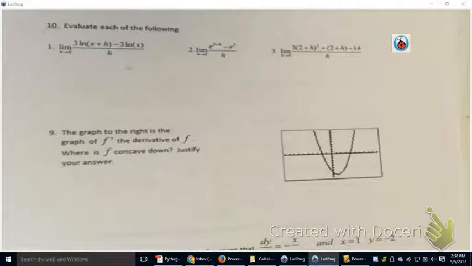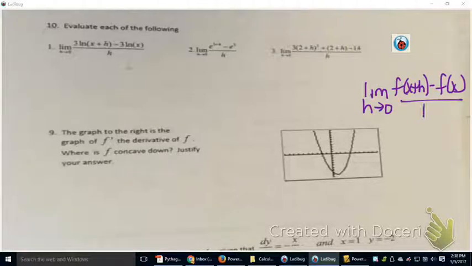Alright, the next ones are involving some limits. The first two are using that old limit formula. And the limit formula, I'm going to write it down just so you have it: the limit as h approaches 0 of f of x plus h minus f of x, all over h. And see, that's what stands for the derivative. So that's what's going on in number 1 and number 2.